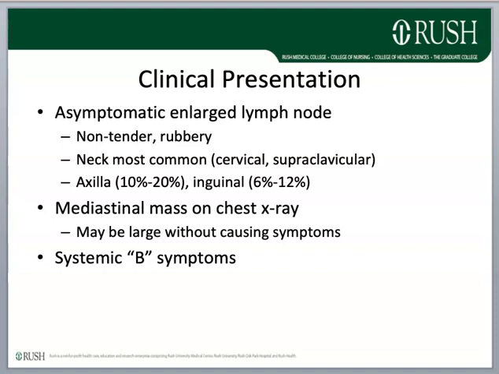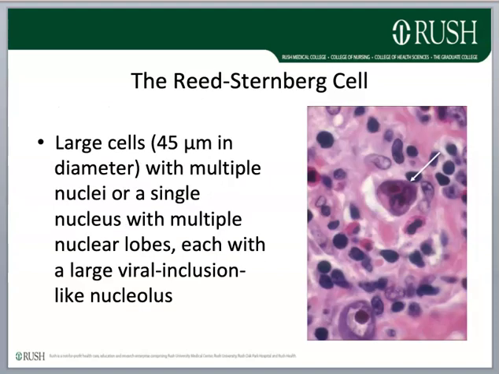The mass may be fairly large without producing local symptoms. A significant proportion of patients with Hodgkin lymphoma develop so-called systemic B symptoms prior to the discovery of lymphadenopathy. B symptoms are present, however, in less than 20% of patients with stage 1 or stage 2 Hodgkin lymphoma, but up to 50% in patients with more advanced disease. So the classic high-yield histologic finding in Hodgkin lymphoma is the Reed-Sternberg cell.